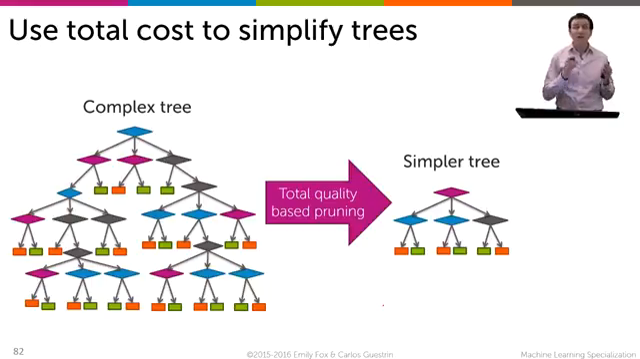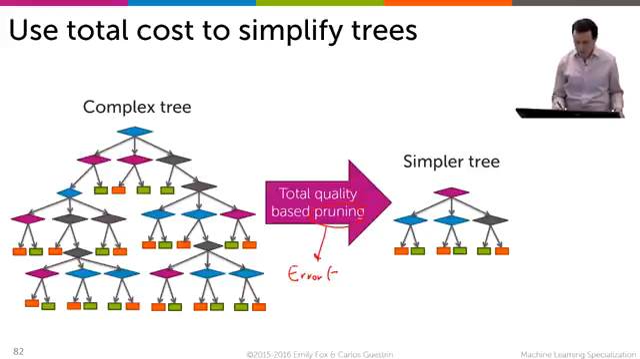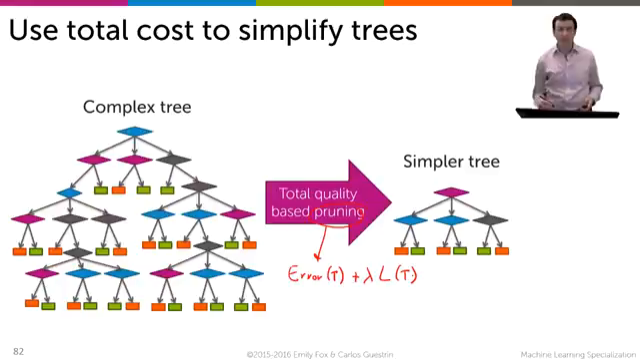More specifically, we're going to go from that complex tree to a simpler tree by using a pruning approach where the pruning is based on this function which balances the error of t plus lambda times the number of leaves in t.